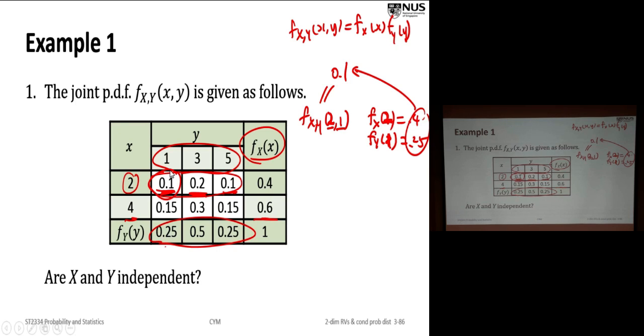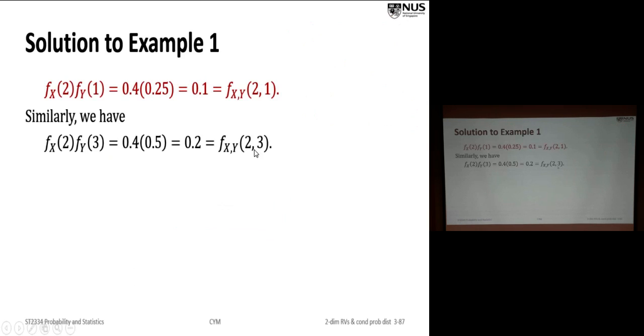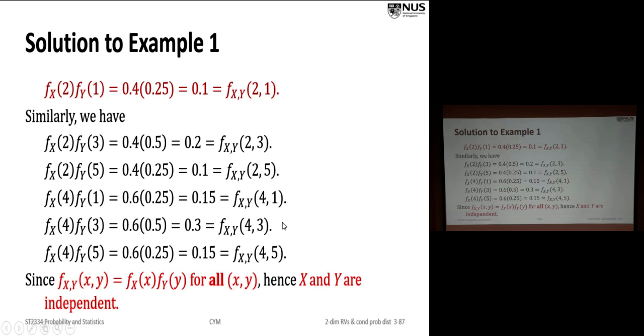But you cannot jump to the conclusion that x and y are independent if you only check one point. You have to check all the possible combinations. Altogether, there are 6 possible values, so you check all of these. We show it here. All the 6 points seem to work. The product of the marginals equals the joint distribution for all the 6 points.